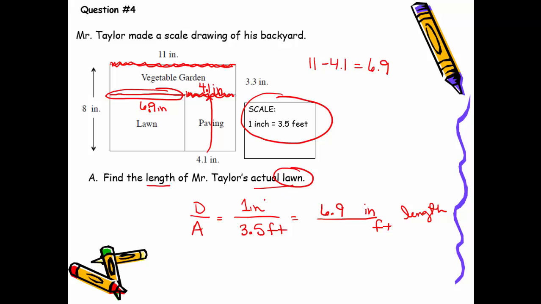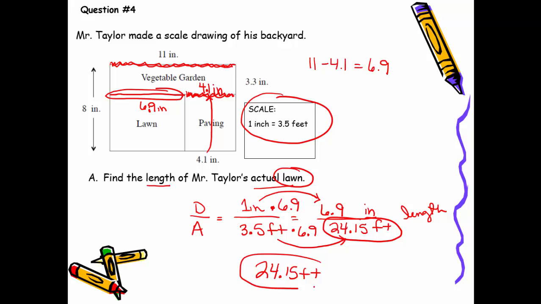And I just create equivalent ratios. How do I get from 1 to 6.9? Oh, I multiply by 6.9. If I'm going to multiply the numerator by 6.9, I multiply the denominator by 6.9. You go ahead and you use your calculator, or you do this longhand. You'll come up with 24.15 feet. That tells me the length of his lawn is 24.15 feet.